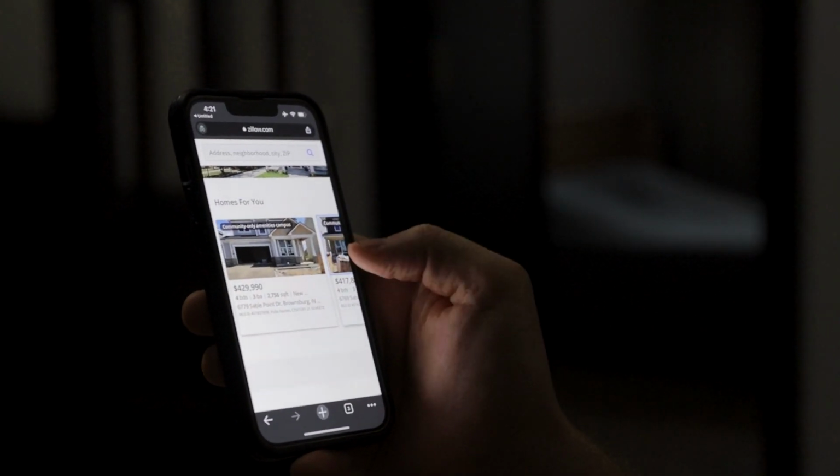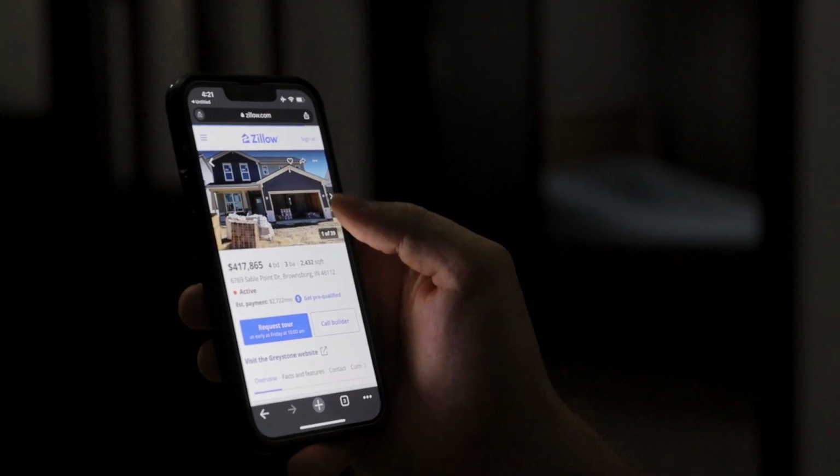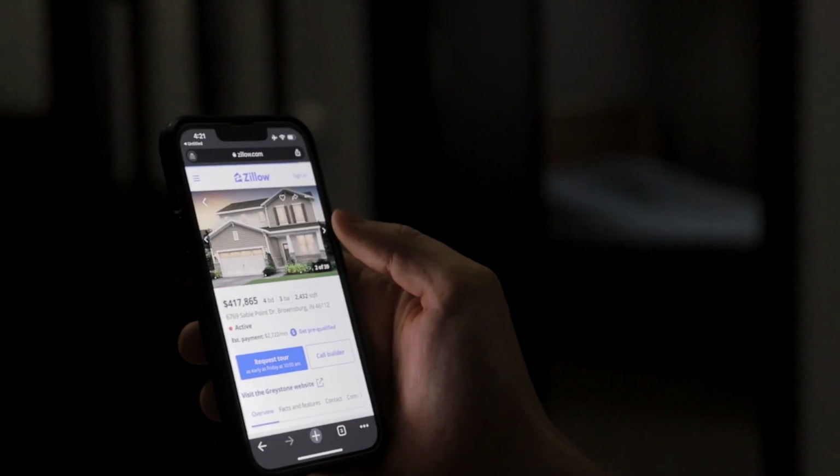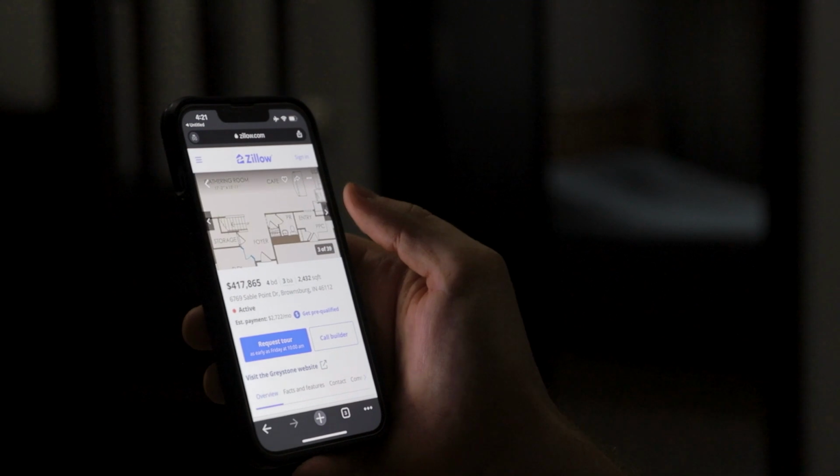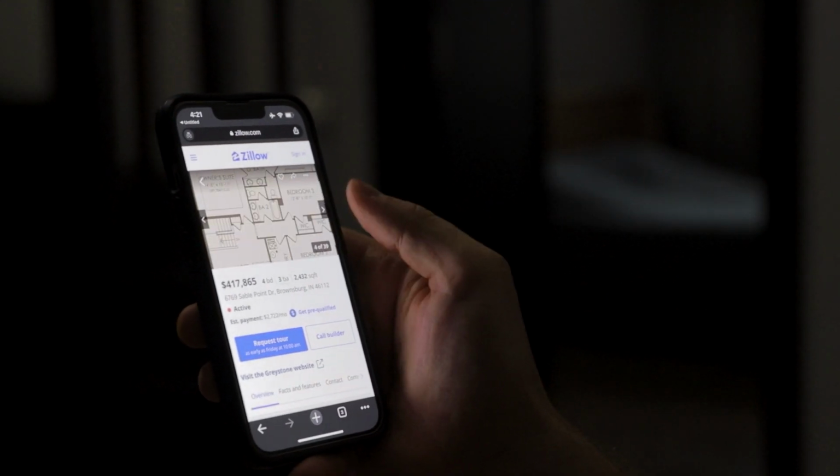So one of the main reasons investing in real estate is so popular in the United States is because of low interest rates and the ease to get mortgages and loans from banks to invest in properties.